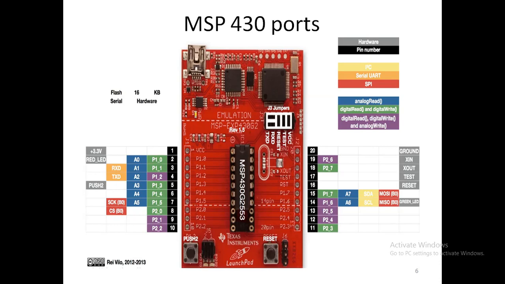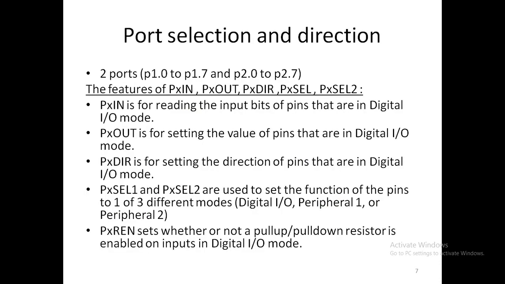Now the thing is, while writing the program, certain instructions are used, so we will see that. The first thing is, it may be port 1 or port 2. We have to use the instruction P suffix x IN. Here x represents the port; if it is port 1, we write P1IN. Let me write here.